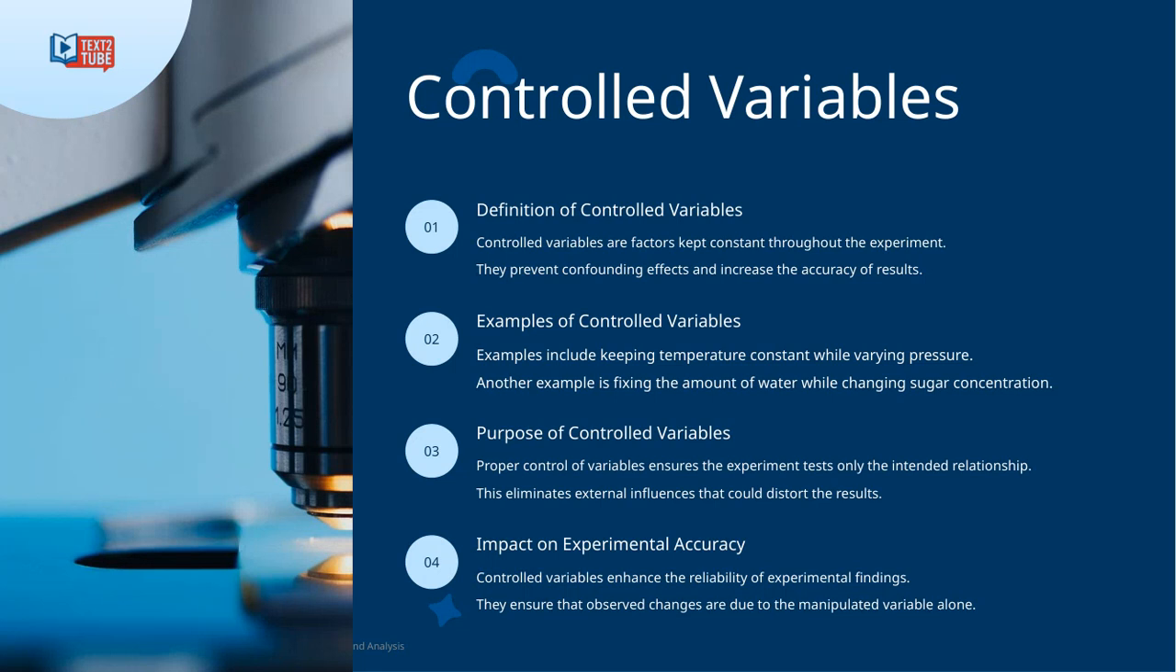Let's talk about controlled variables and their role in scientific studies. Controlled variables are essential because they impact the accuracy of our experiments. By keeping certain factors constant, we make sure that any changes we observe are truly due to the variable we're testing. This helps us trust our results more. The main purpose of controlling variables is to ensure that the experiment is testing only the relationship we're interested in, without interference from external factors.